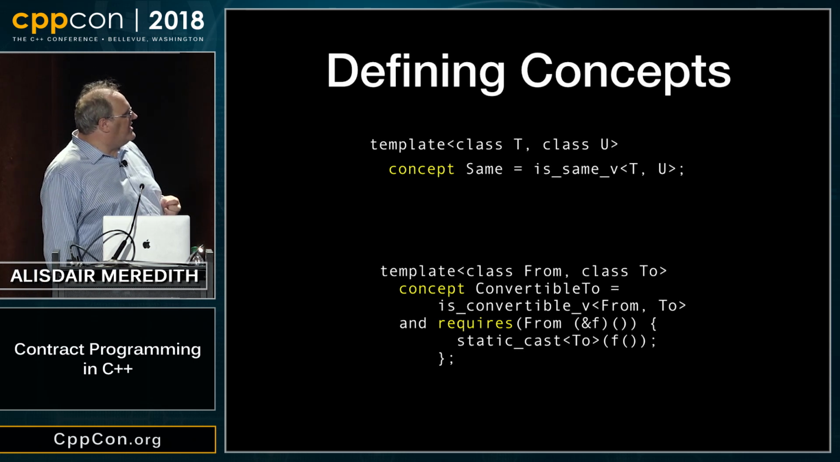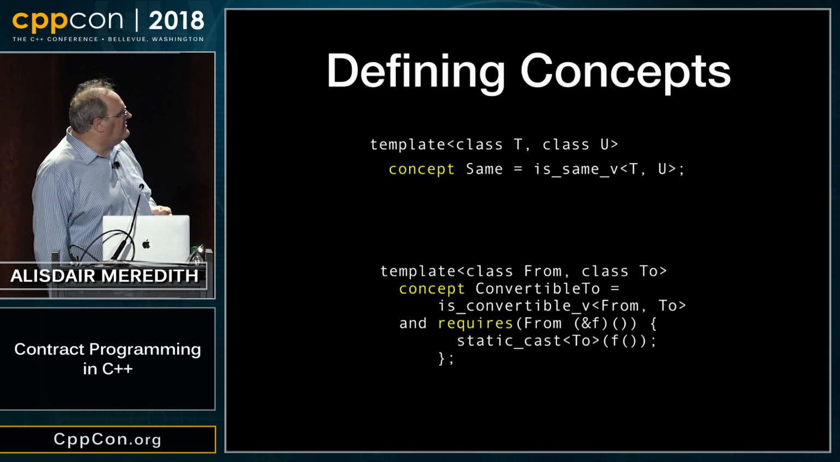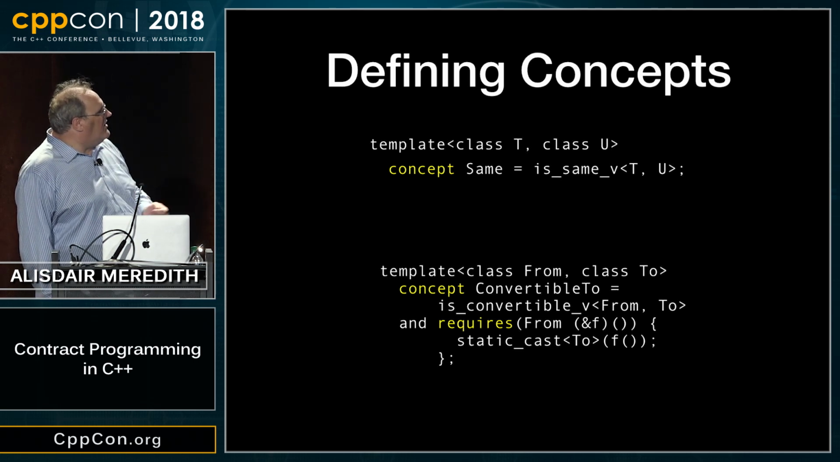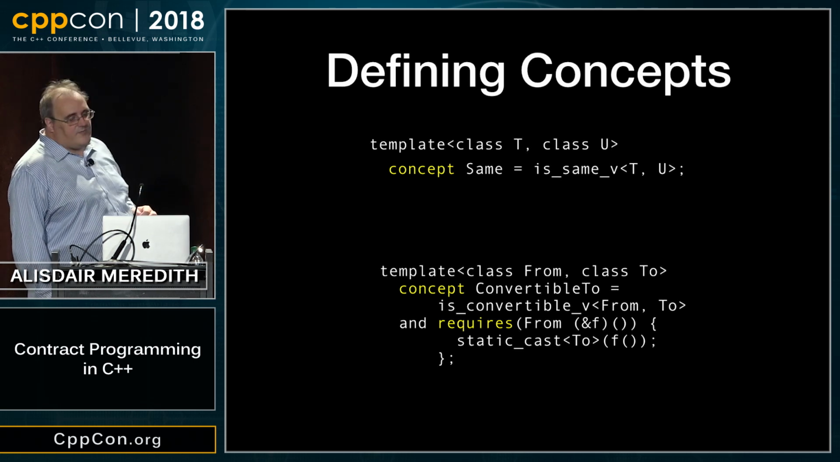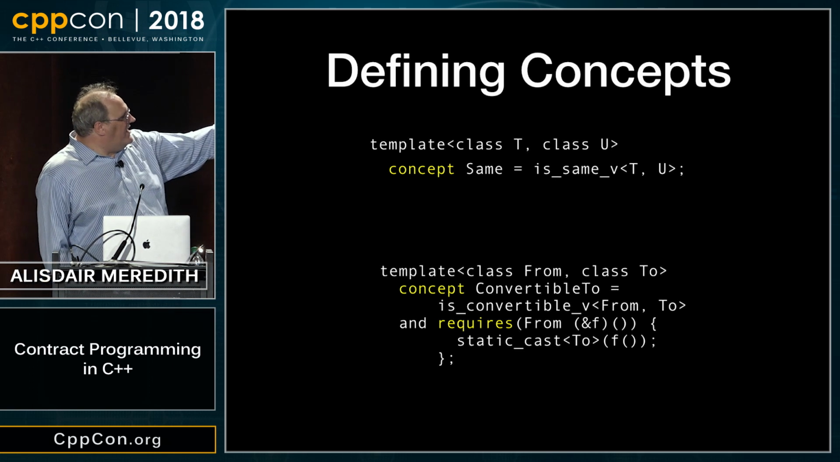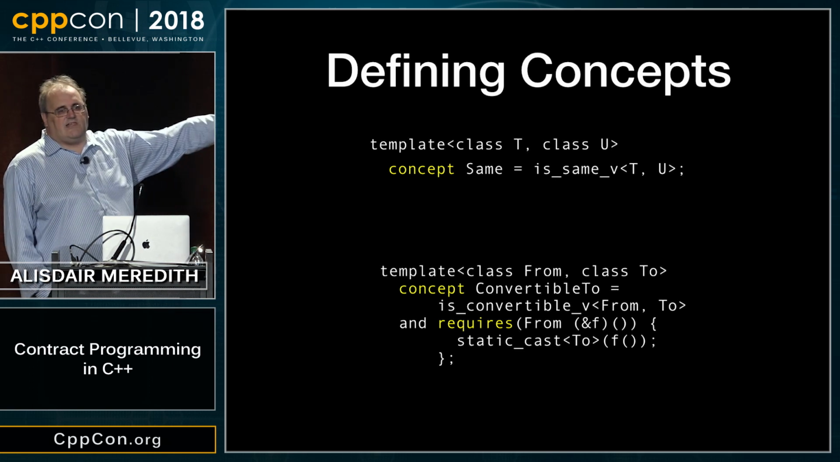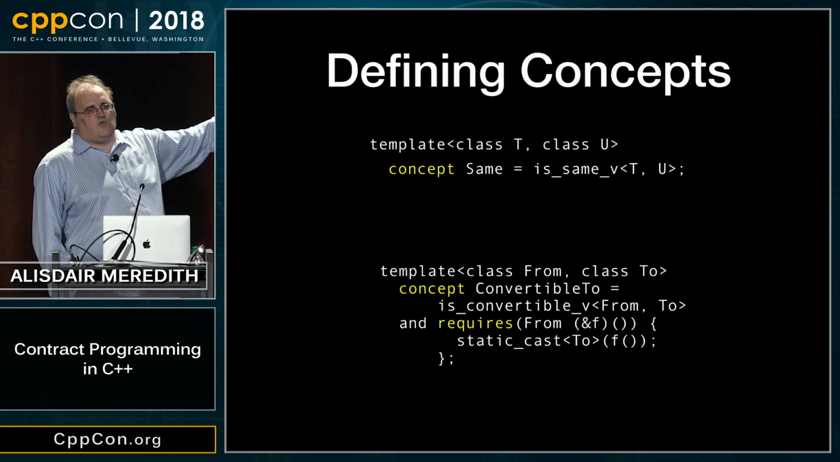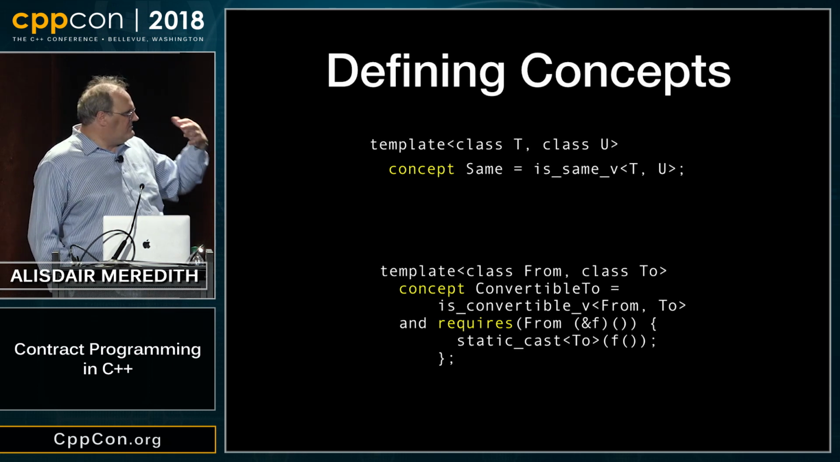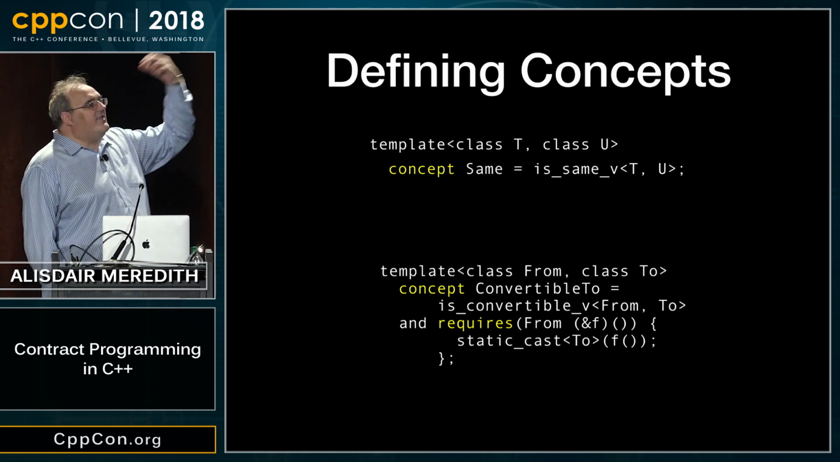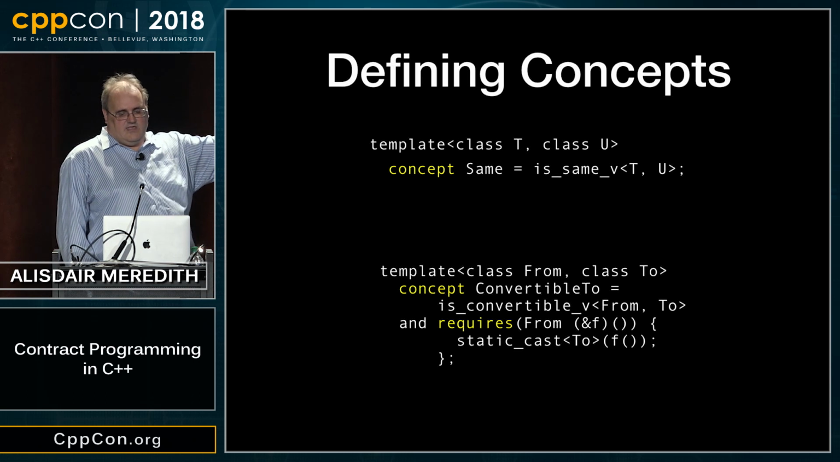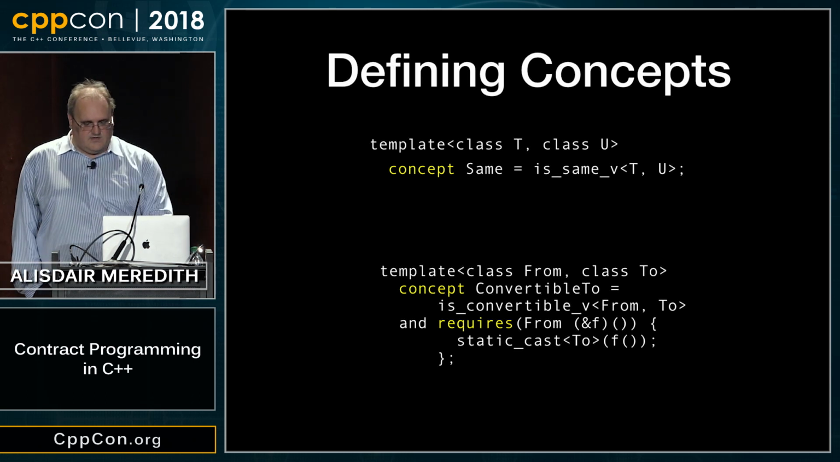Similarly, if we look at my convertible_to constraint, it relies partly on the type trait, and it also requires that I've got this valid expression, basically asking the compiler, does this expression compile the way I expect?